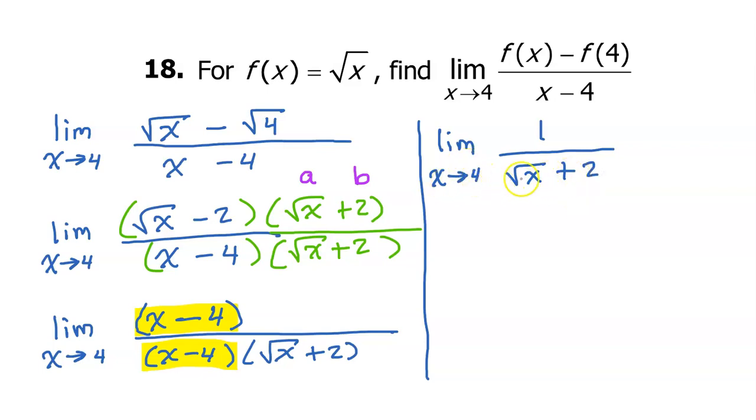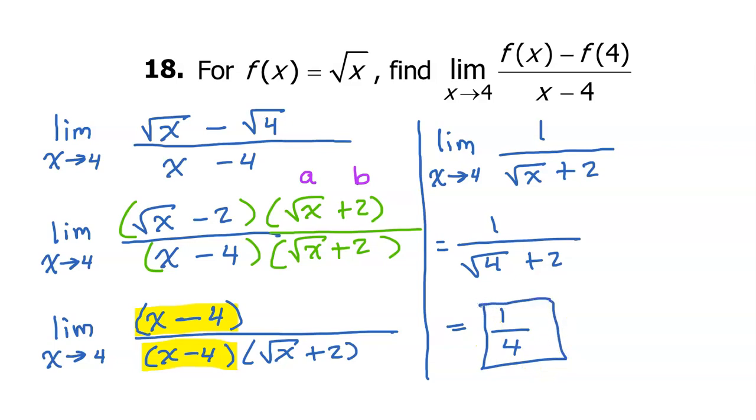At this point, direct substitution will no longer give us 0 over 0. So let's just use our direct substitution and substitute 4 for x. So we get 1 over the square root of 4 plus 2. And of course, the square root of 4 is 2, and 2 plus 2 is 4. So I end up with 1/4.